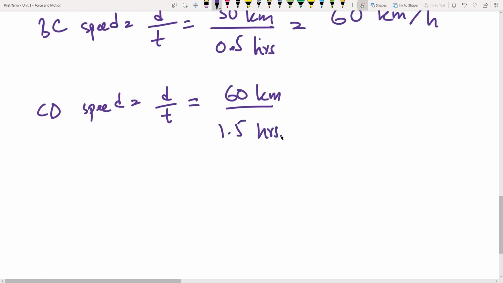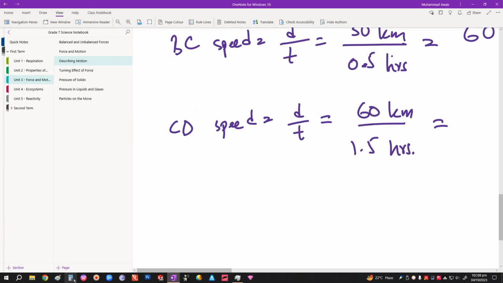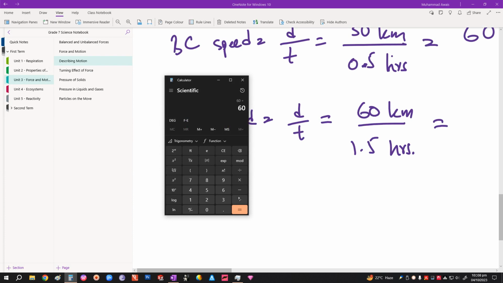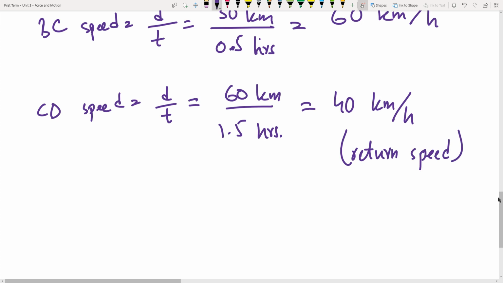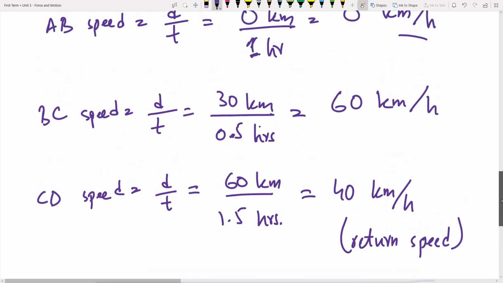1.5 hours. So let me just pull up my calculator, right? So this is 60 divided by 1.5, right? So that makes it 40. So that is going to be 40 kilometers per hour. That is the return speed, right? How fast she came back home, right? Got it? So I hope you people are able to understand what speed is and how to calculate speed.